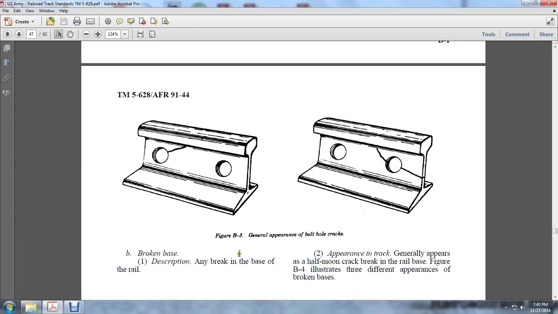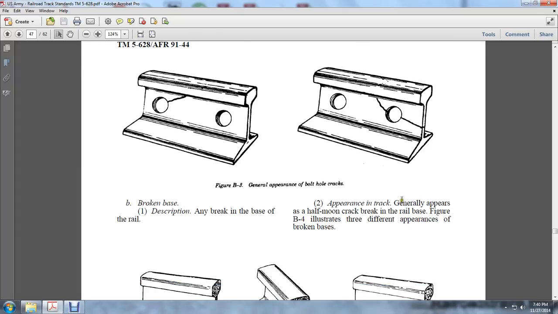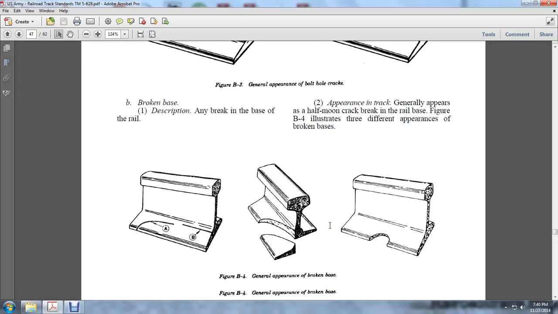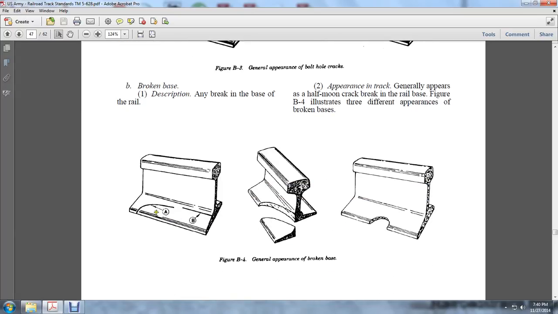Broken base. Description: any break in the base of the rail. Appearance in the track: it generally appears as a half-moon crack or a break in the rail base. The figure illustrates these different appearances of the broken base. You have a general broken base, and then over here A, B, and split, and then a small broken base.